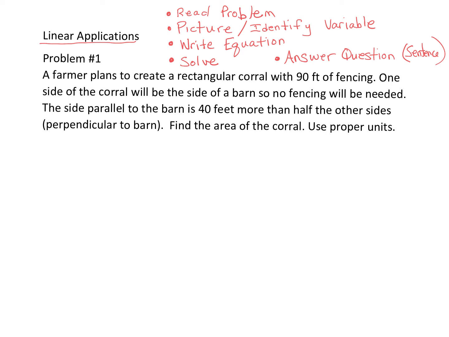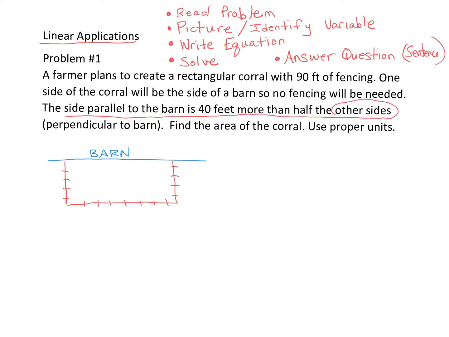So I'm going to draw a picture here. I'm going to say that this is my barn. This is the side that's the barn. And then I'm going to have a rectangular pen coming off the side of that barn. So this is a nice picture, and this is going to kind of help me see what's going on. And you should notice that when we talk about the side parallel to the barn, we talk about it in terms of those other sides. So what we want to do is label those other sides. I'm going to call those X.